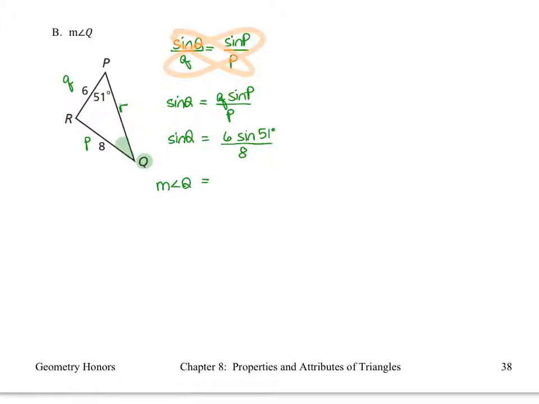On the left-hand side of our equation, that's going to leave the measure of angle Q, and on the right-hand side of the equation, we're going to take the inverse sine of 6 times the sine of 51 degrees over 8, and the rest is calculator work. When we put this in our calculator, we get the measure of angle Q as 35.7 degrees. We were asked to round to the nearest degree, so that gives us 36 degrees.